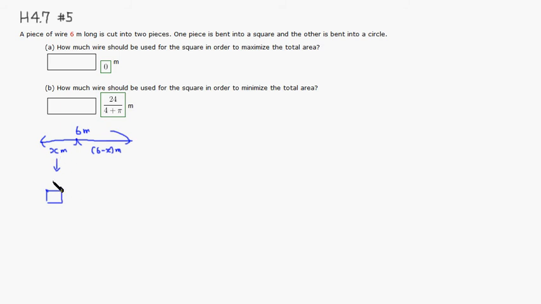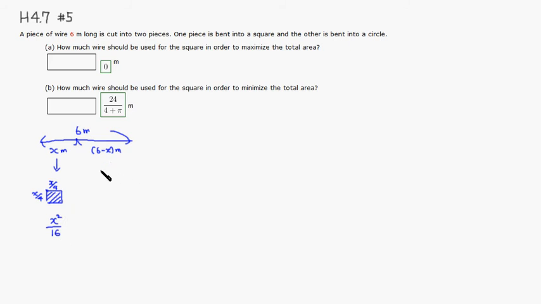So each side is going to be x over 4. Then the area here is going to be x over 4 times x over 4. So the area of the square would be x squared over 16.